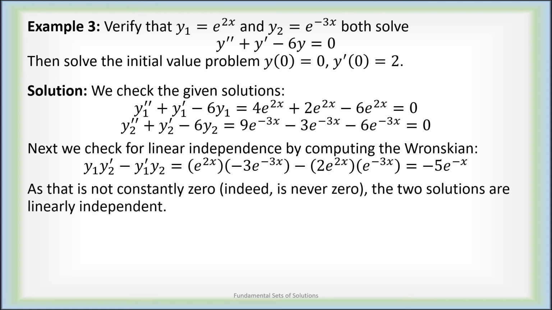Minus 5e to the minus x is not constantly 0. It's actually never 0. On the set of all real numbers, e to the minus x is never 0. So on the set of all real numbers, the two solutions are linearly independent.